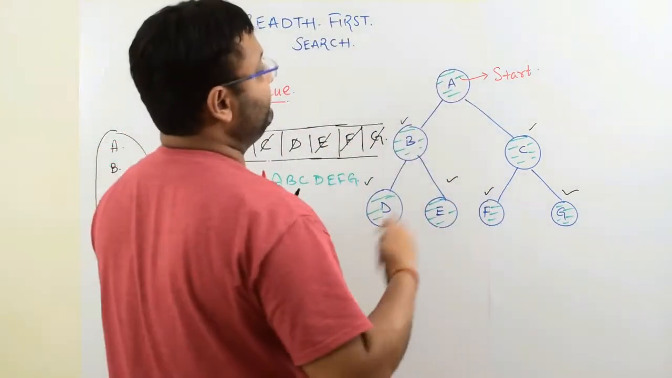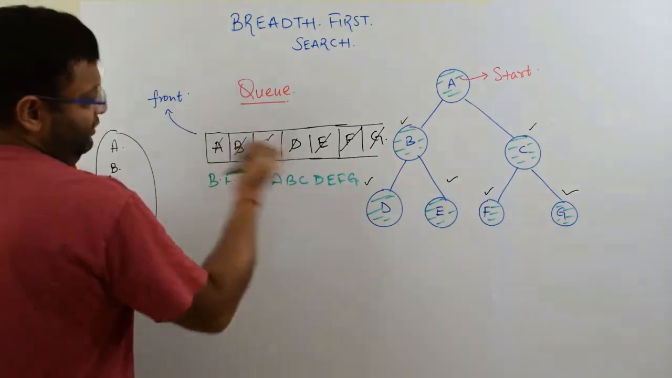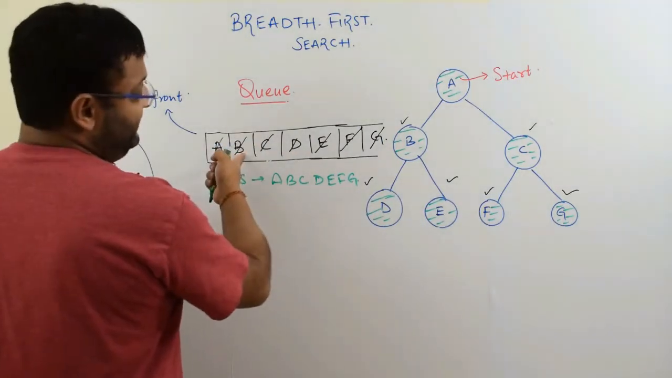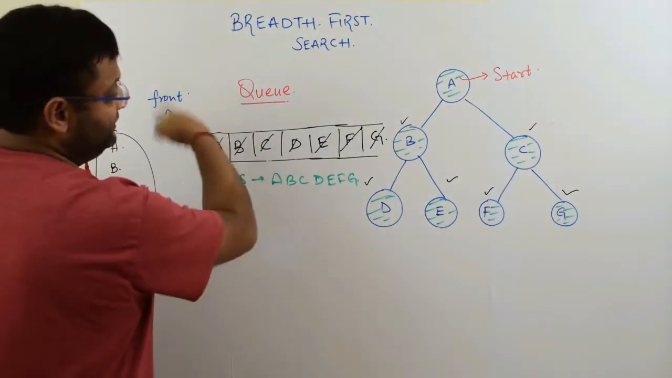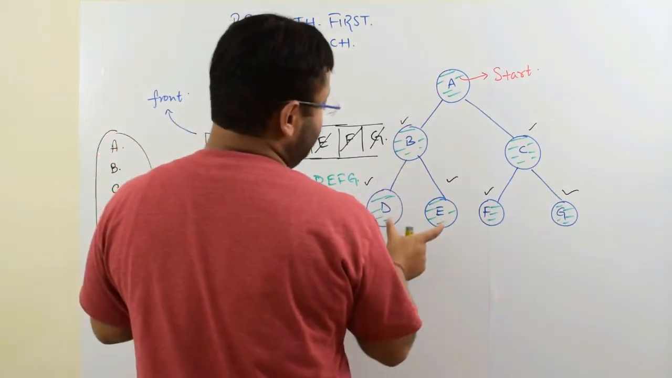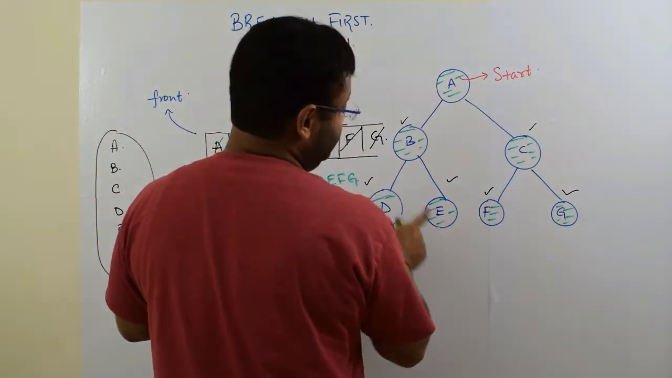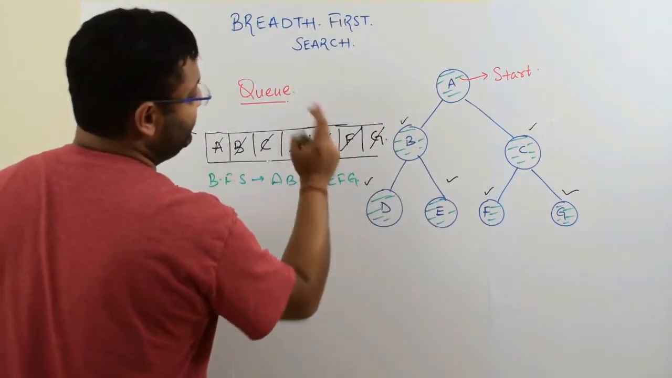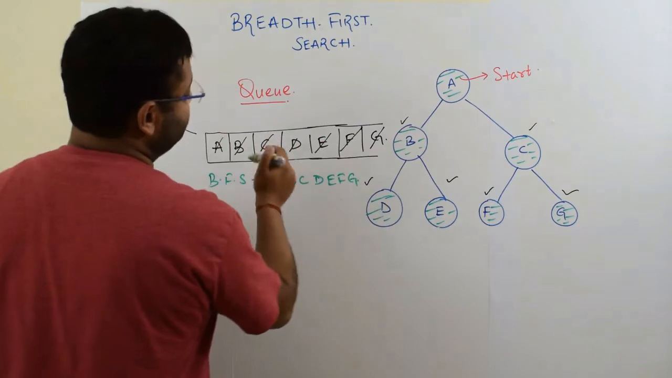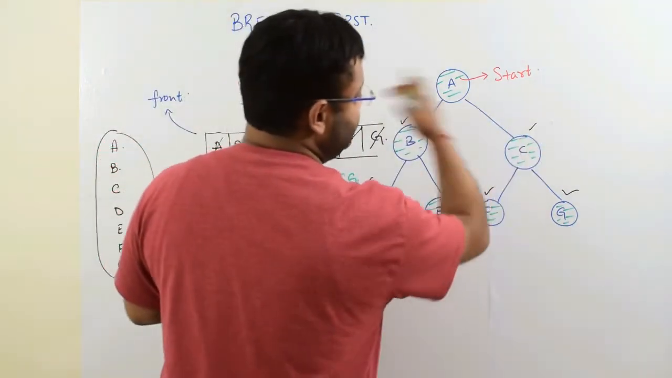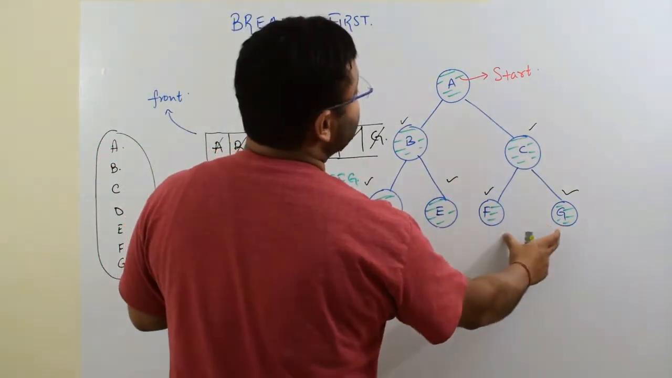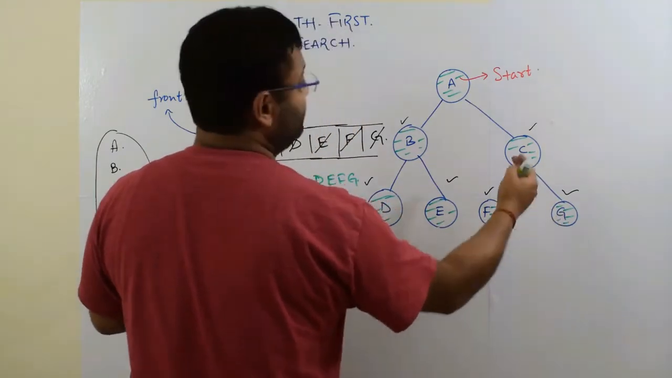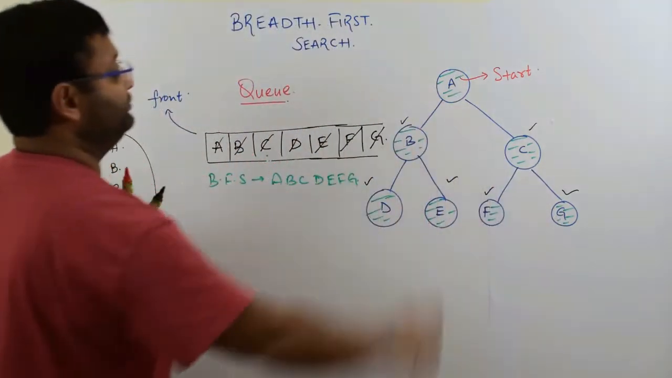Then you have to take something out of the Q. Which node will come? Definitely B. It's a Q. B will come out. See what the neighbors of B are which are not visited? D and E. Mark D and E as visited. Push them into the Q. Then it's the turn of C. Take C out. See what neighbors have not been visited? F and G. Mark them as visited. Push them into the Q.